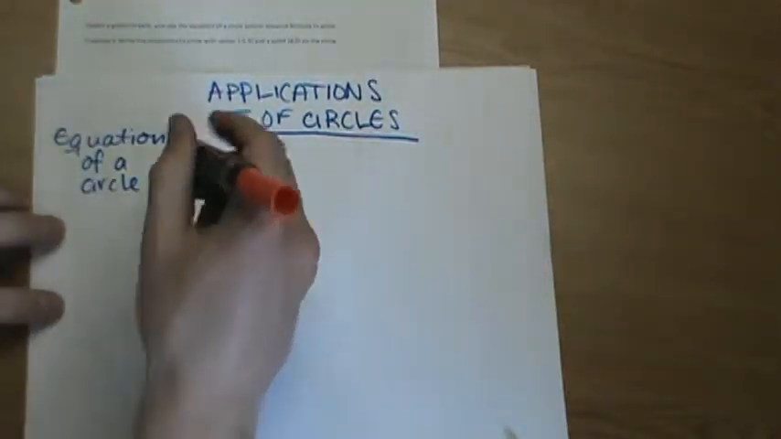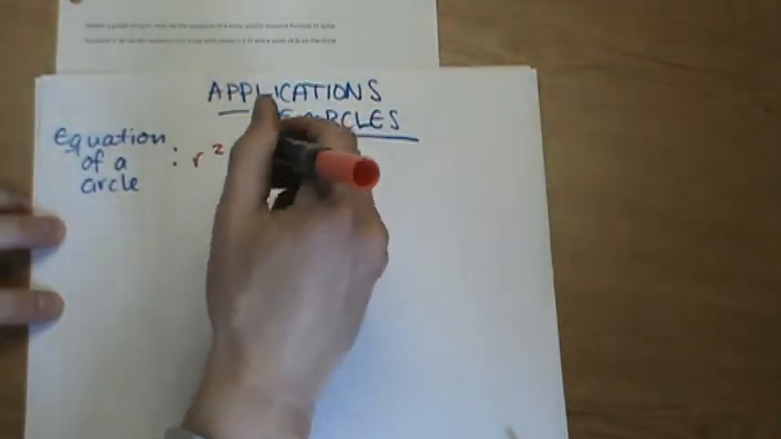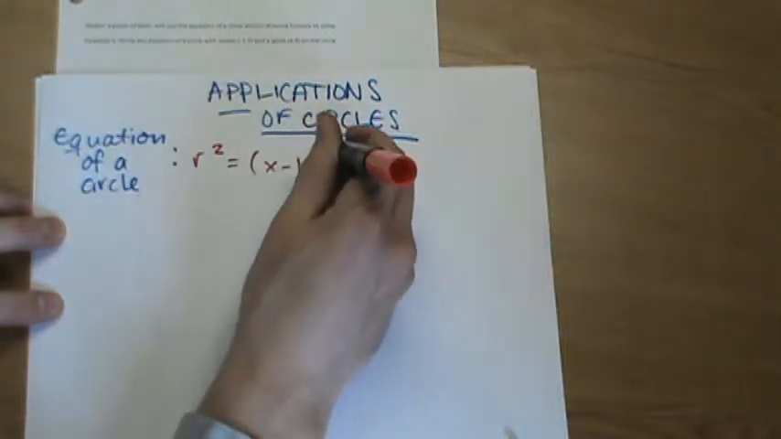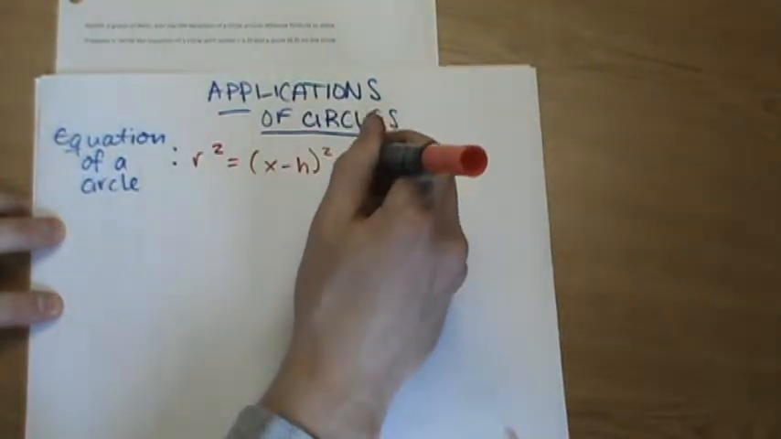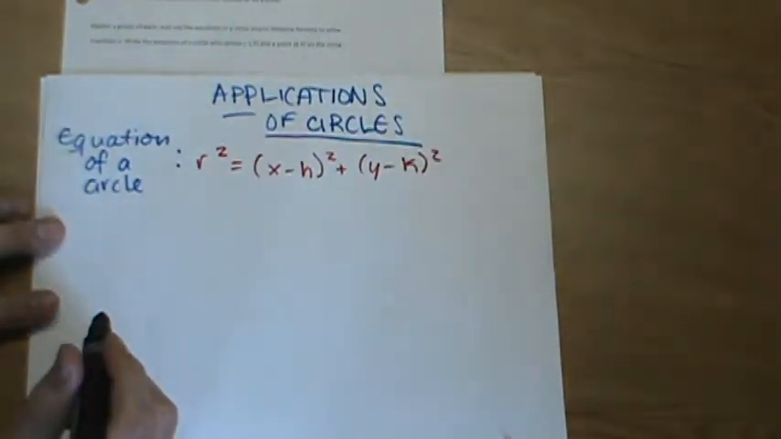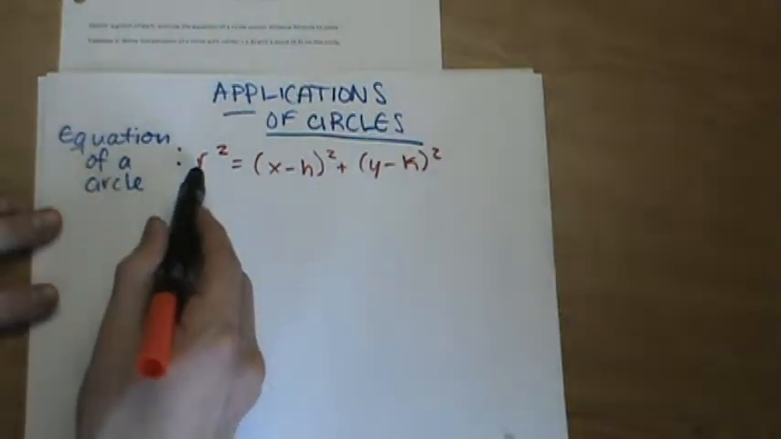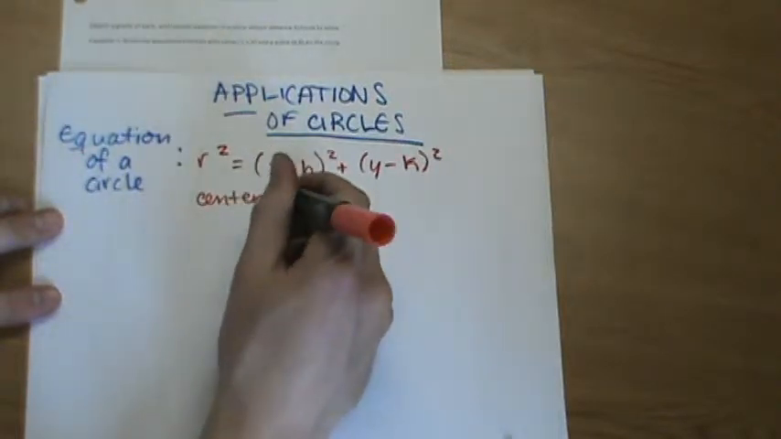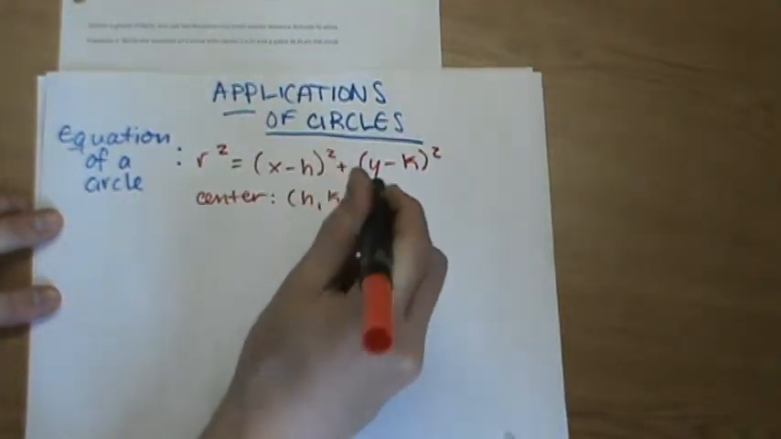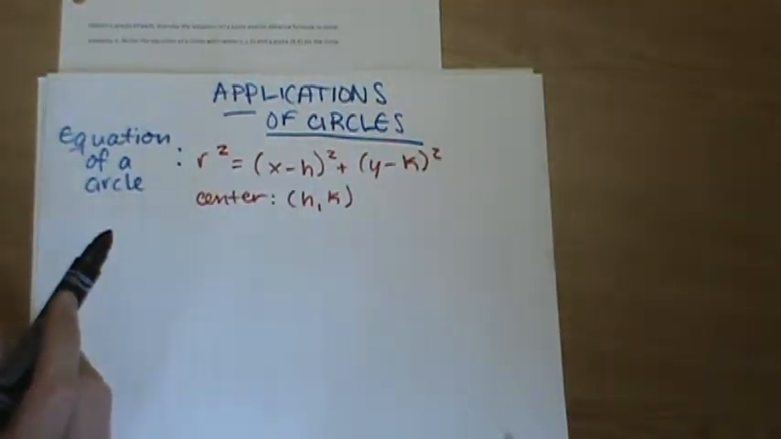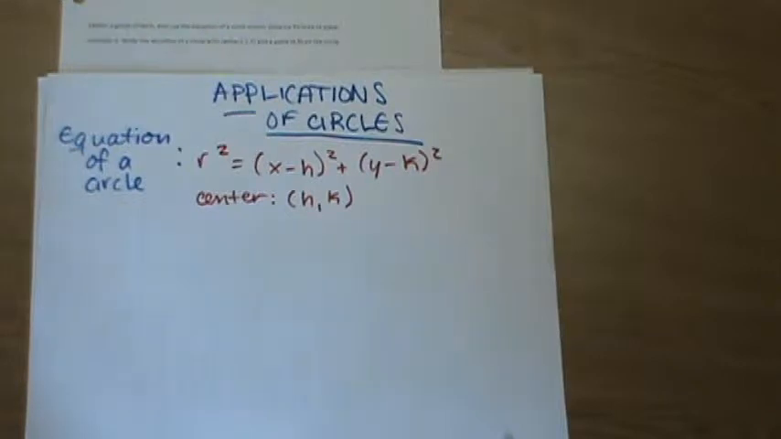Equation of a circle looks like r squared equals x minus h squared plus y minus k squared. That's our equation of a circle. We have the radius and we have the center, and the center is this h comma k point. The h right there, the k right there. We want to write an equation with the center at -1, 3 and a point 4, 5 on the circle.